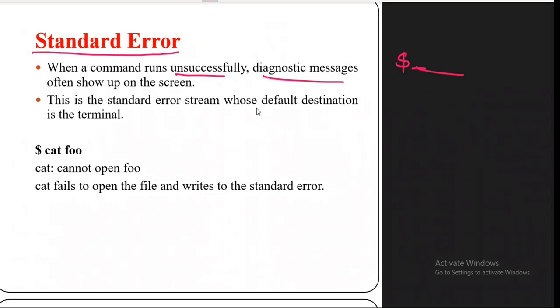So this is the standard error stream whose default destination is the terminal. You are not going to store that information anywhere. Normally it will be displayed on the terminal. If you want to store that error somewhere else, that is also possible. You can just take the example of cat foo. You may get an error in case this file is not existing: cannot open foo. Cat fails to open the file and writes to the standard error. In case you want to store this error somewhere, you can just redirect it to some particular file name, so the error will be stored there.